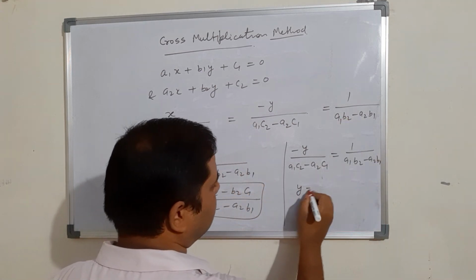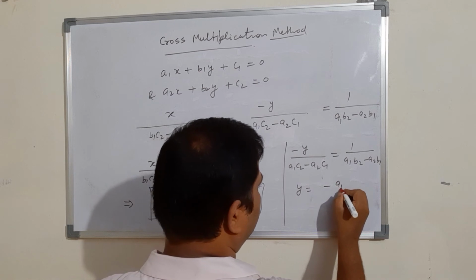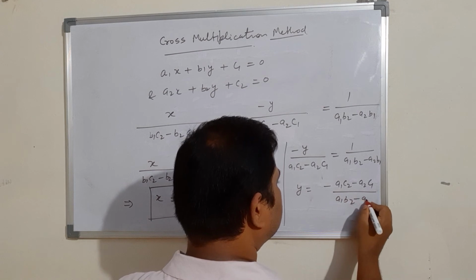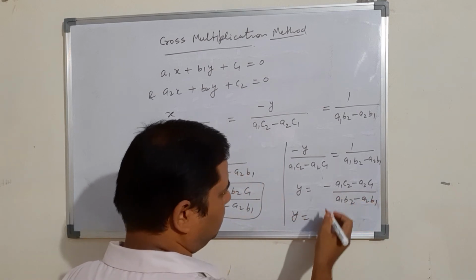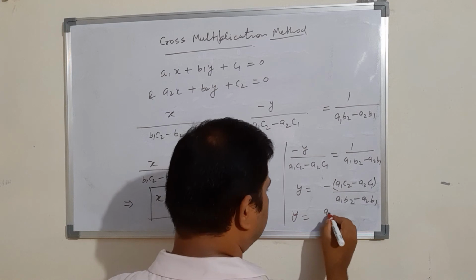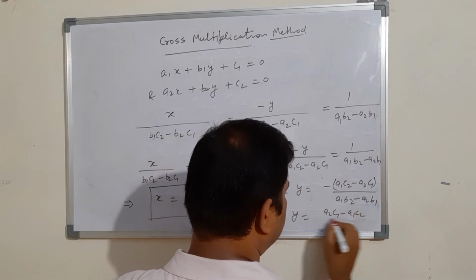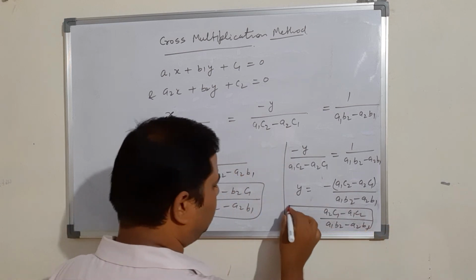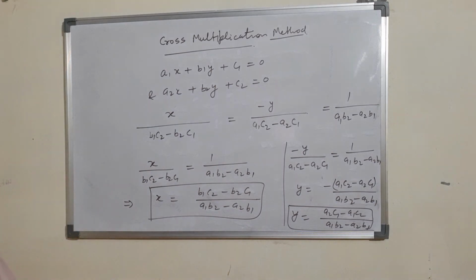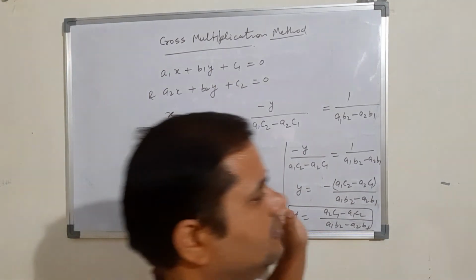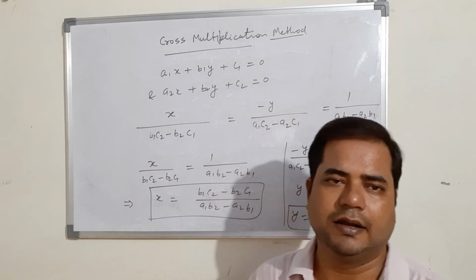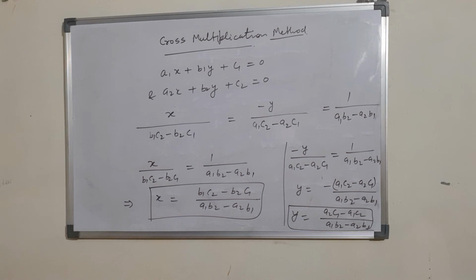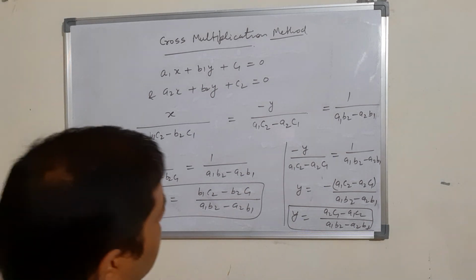We write y is equal to minus of a1 c2 minus a2 c1 divided by a1 b2 minus a2 b1. If you want, you can write y is equal to a2 c1 minus a1 c2 divided by a1 b2 minus a2 b1. So this is the value of y. This is one of the most important methods, the cross multiplication method. We shall discuss a question based on this.